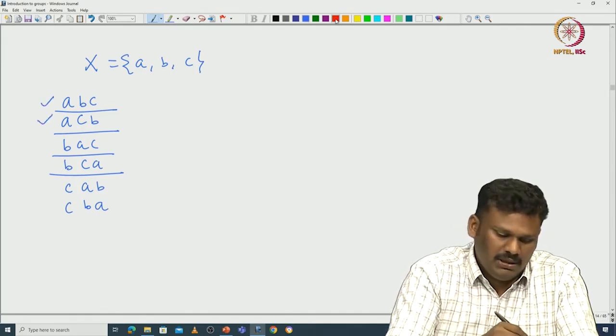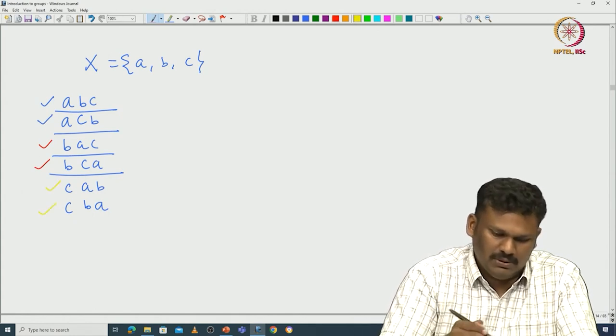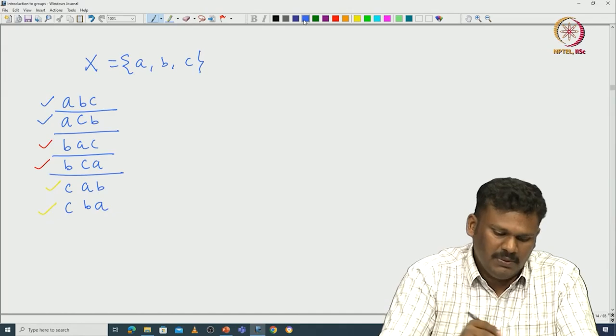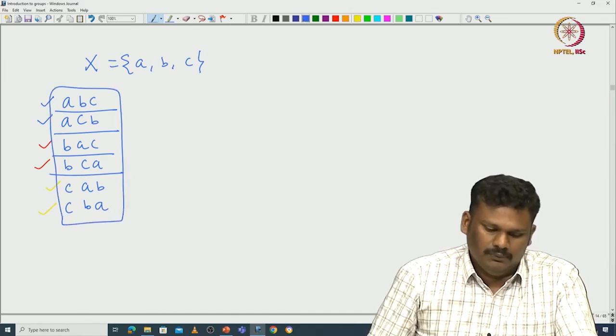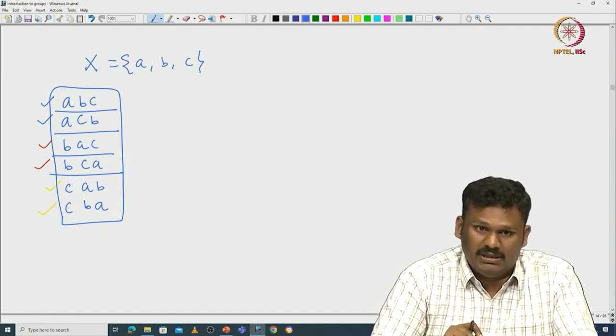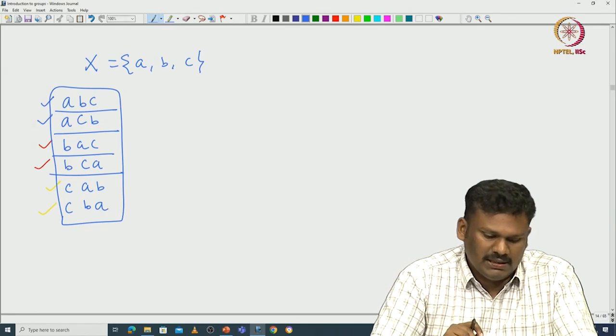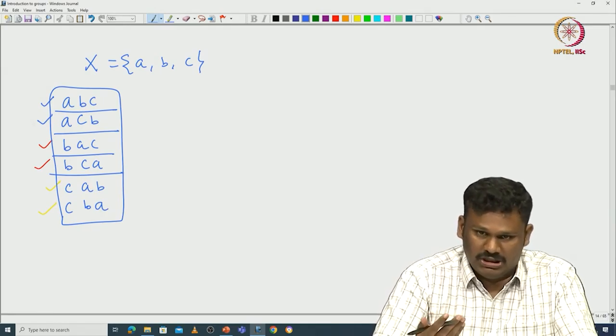If it starts with B, these two are the possibilities. If it starts with C, these two are the possibilities, okay. So these are all the possible one words that we can get from ABC. So let us see what they mean in terms of permutations or functions, okay.